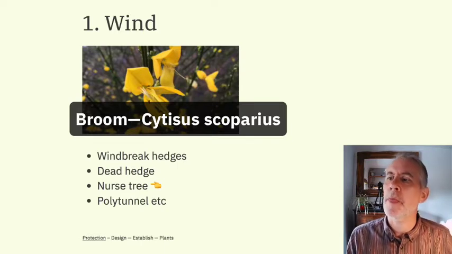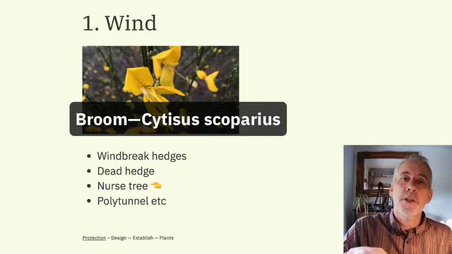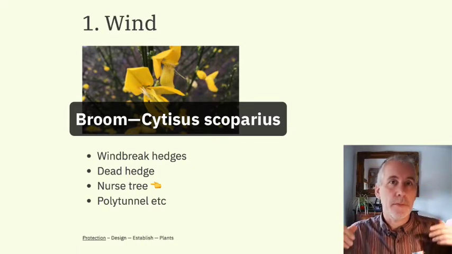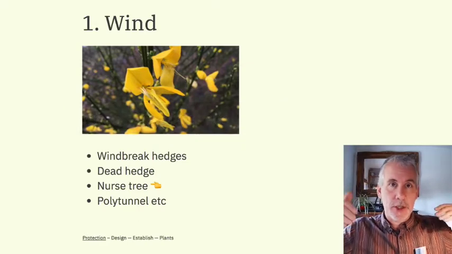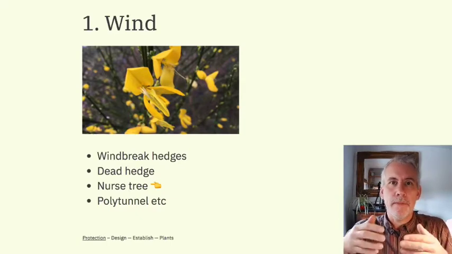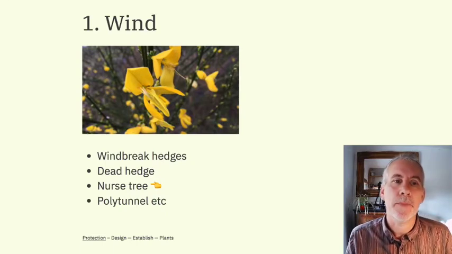Cytisus scoparius, I don't know how you pronounce it. And broom is great because it's short-lived, it's nitrogen fixing, and it needs full sun, so it will naturally die back when the tree that is being shielded gets bigger. And yeah, it's great. So nurse trees, totally recommend them. Two or three nurse trees, a couple of meters away from the tree that you're protecting.